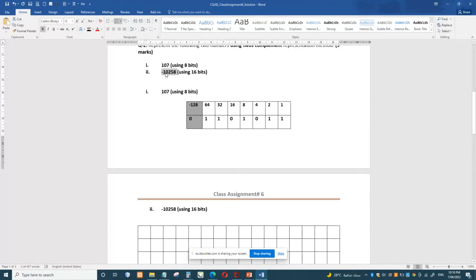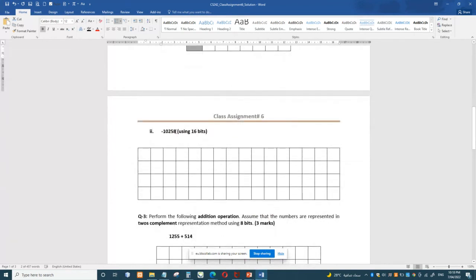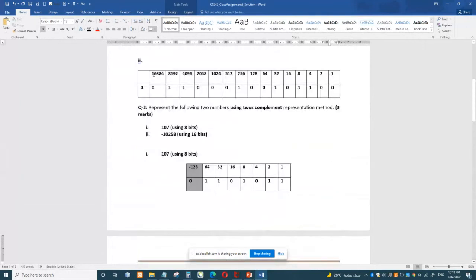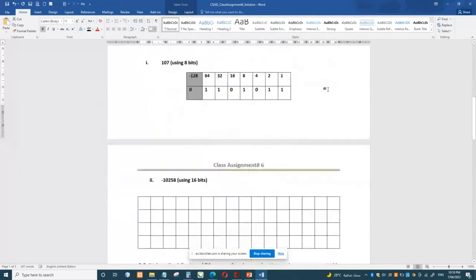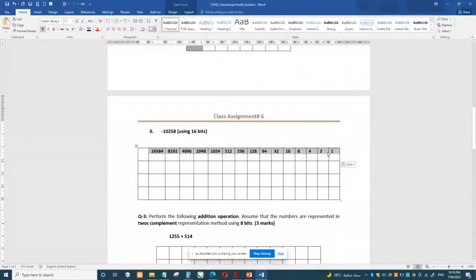So the next number is minus 10,258, using 16 bits. You can see that I have 16 boxes here, but you might ask why we have 4 rows. The first row we'll use basically for positional value. Since we already have some positional values, I'll just copy and paste that one. This is our positional value.